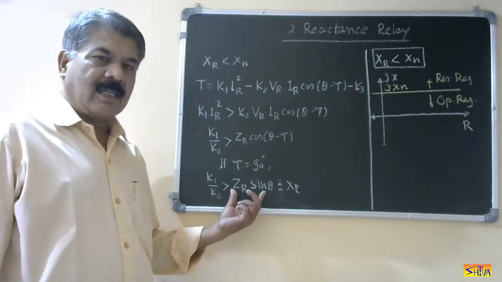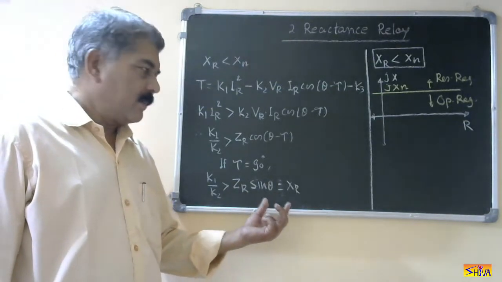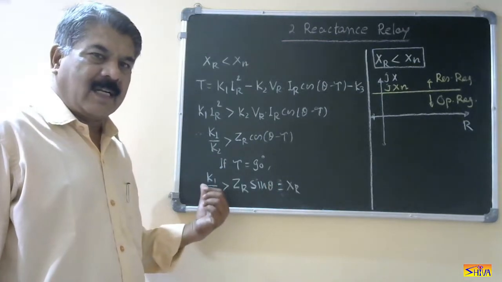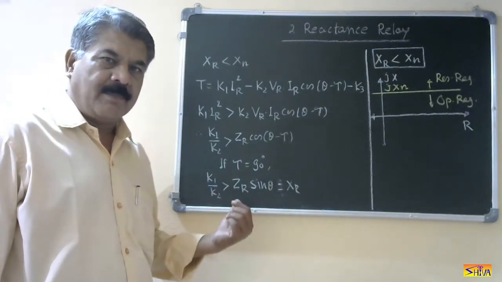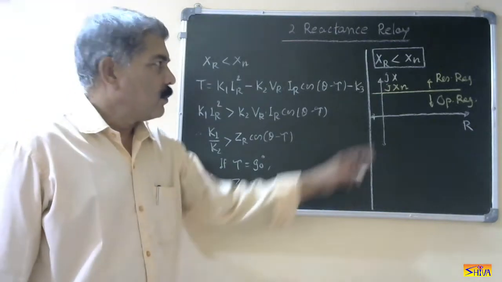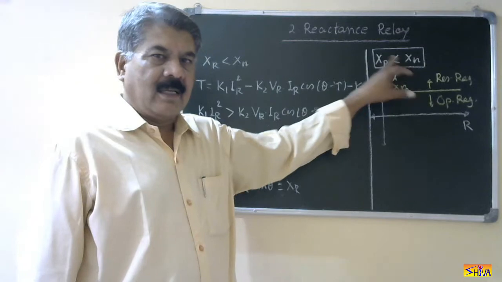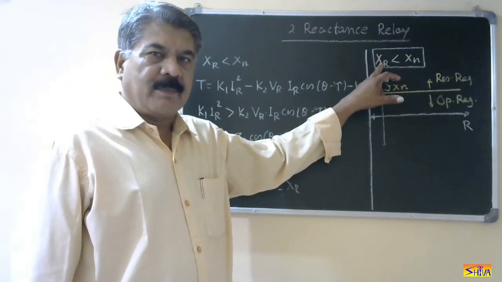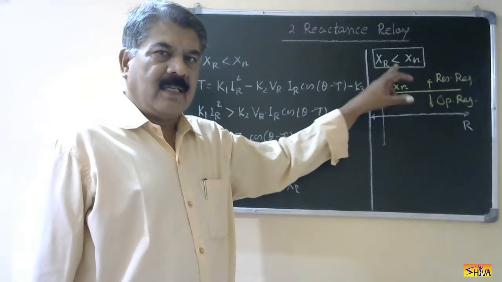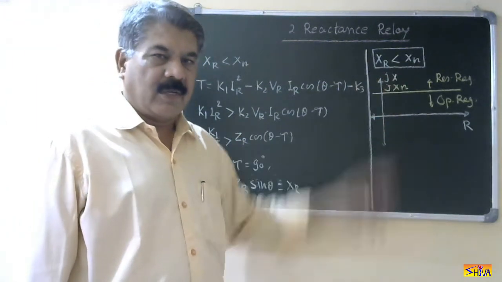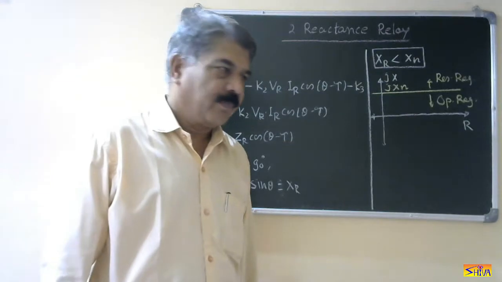Now ZR sin theta is nothing but the reactance. Now as on the right hand side it is reactance, so on the left hand side that constant K1 upon K2 will be written as reactance. So the operating condition we get is XR should be less than XN. XR is the reactance measured by the relay and XN is the reactance setting of the relay. So this is the equation or operating condition.